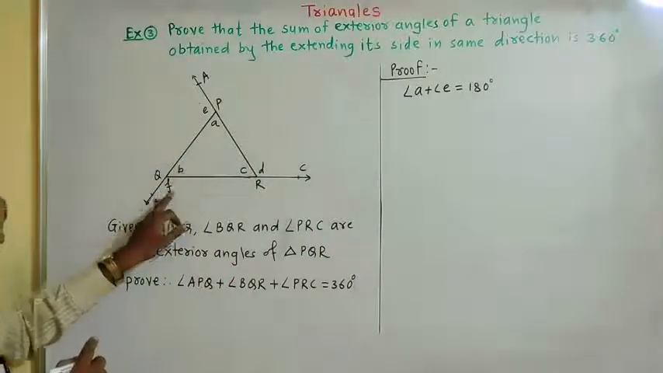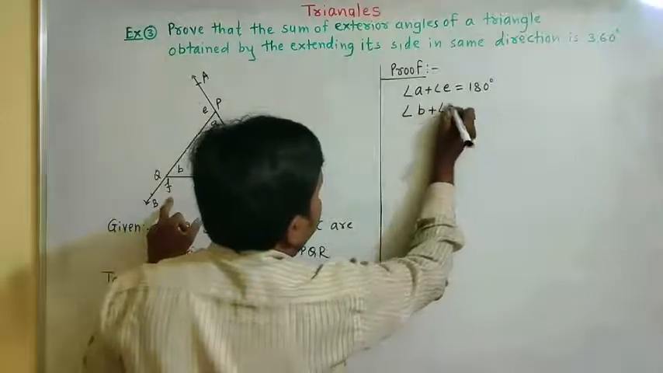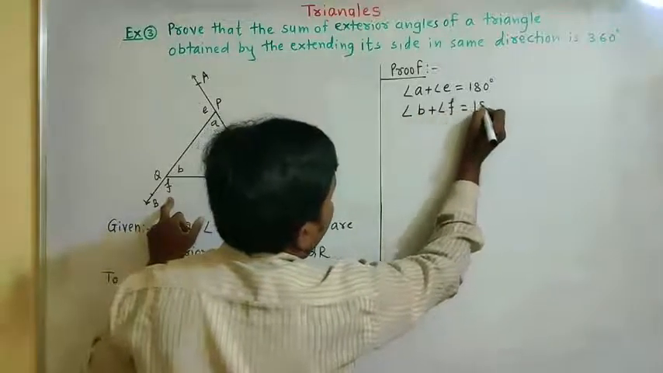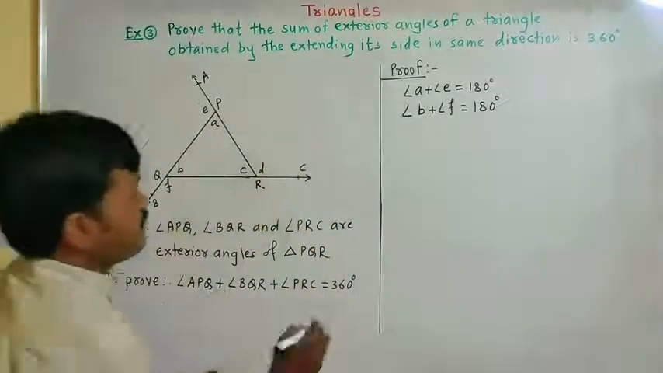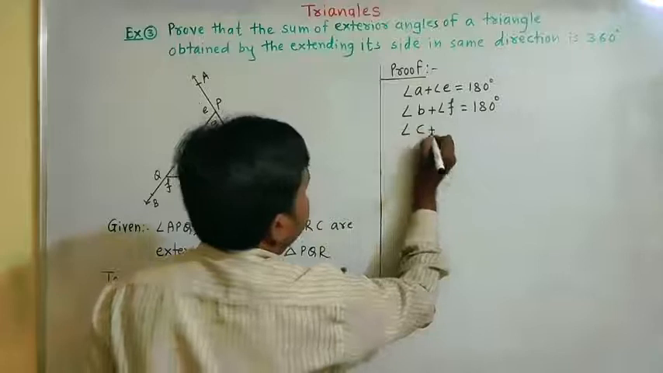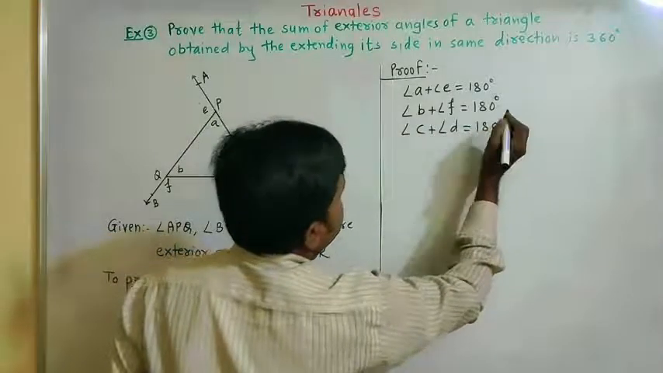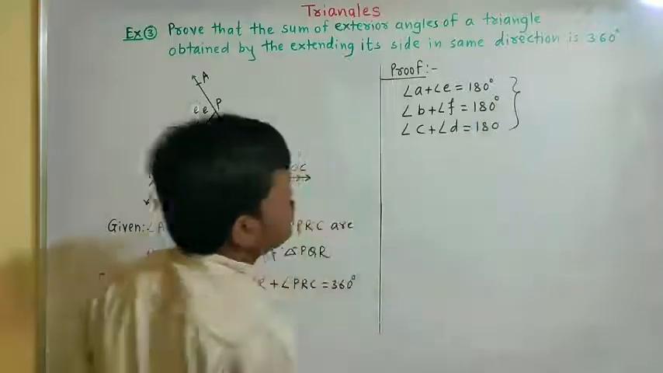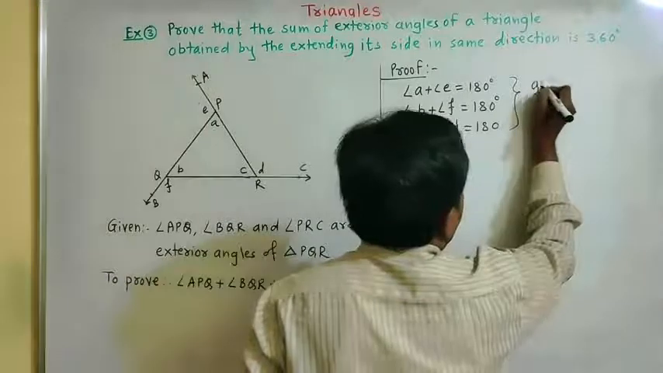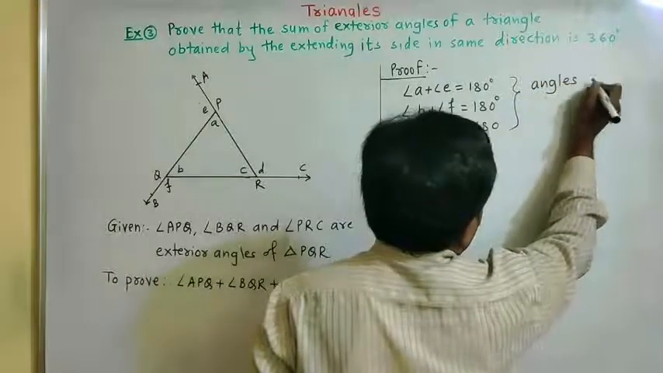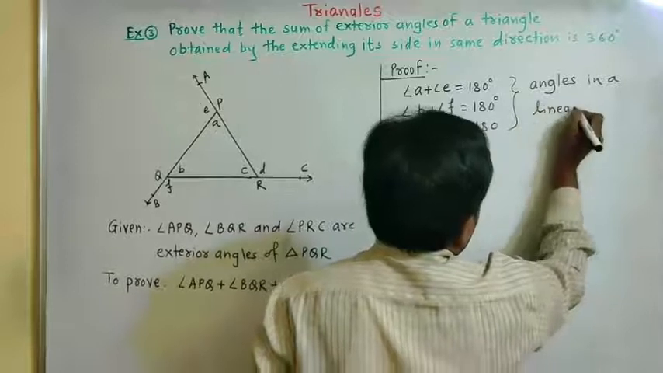Then angle B plus angle F is equal to 180 degrees. And angle C plus angle D is also 180 degrees. So you write the reason for that: angles in a linear pair.